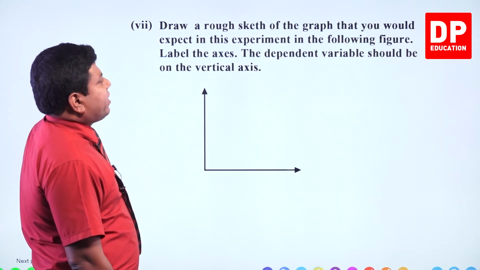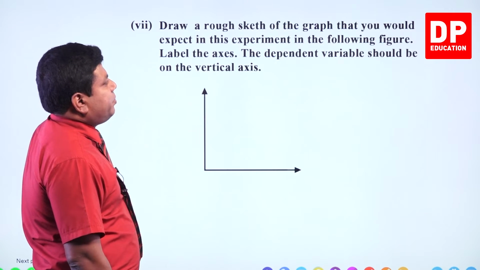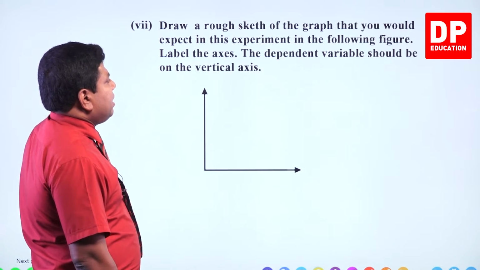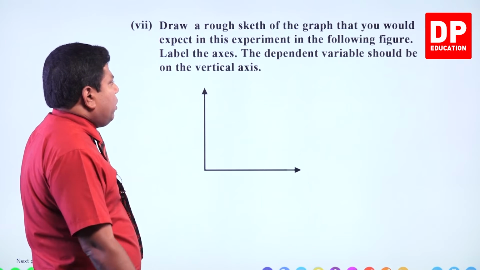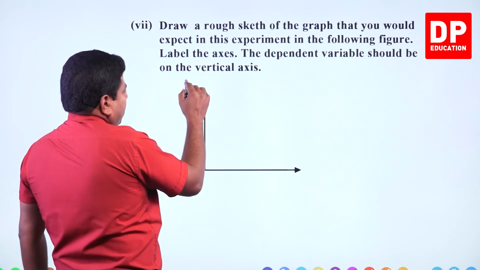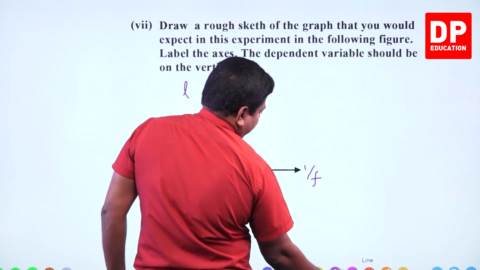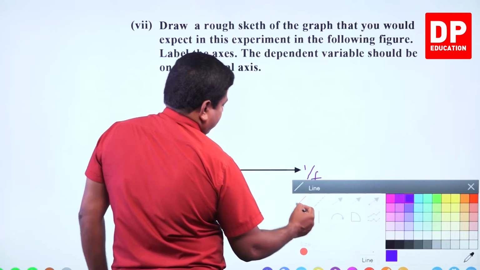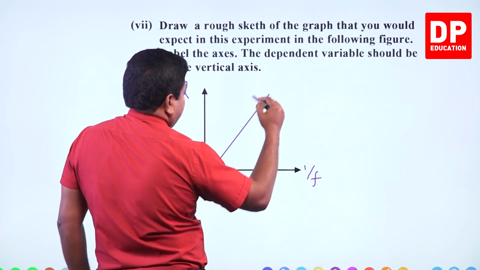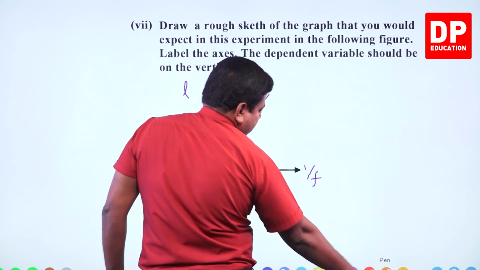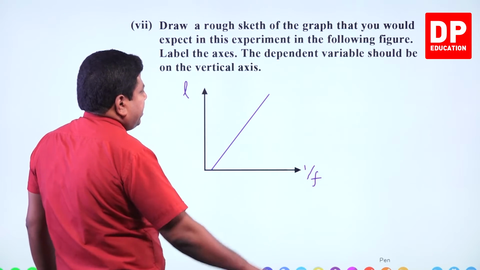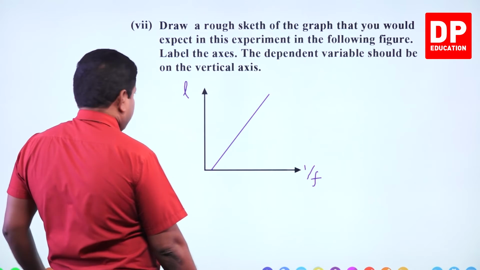Draw a rough sketch of the graph that you would expect in this experiment in the following figure. Label the axis. The dependent variable should be on the vertical axis. Dependent variable is L. This is 1 over F. The graph we get must be like this, because it has a negative intercept.